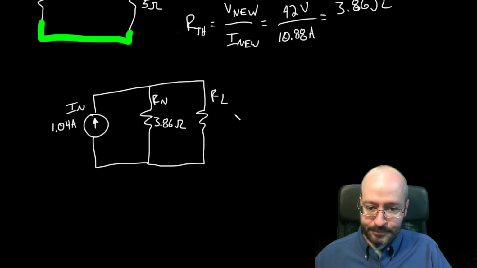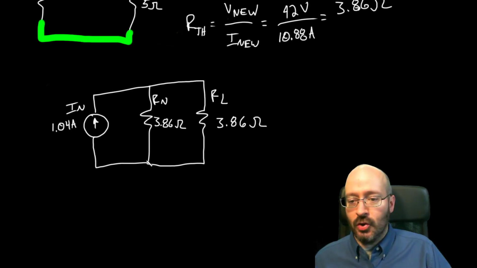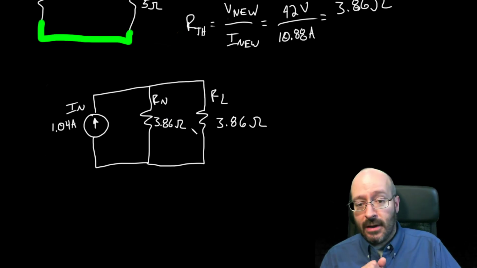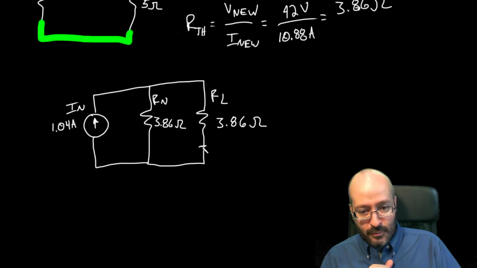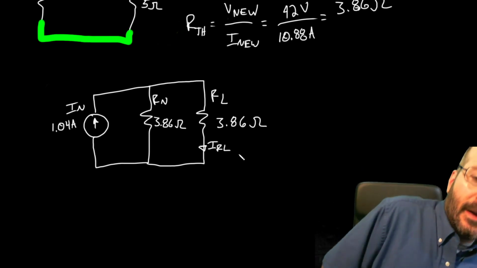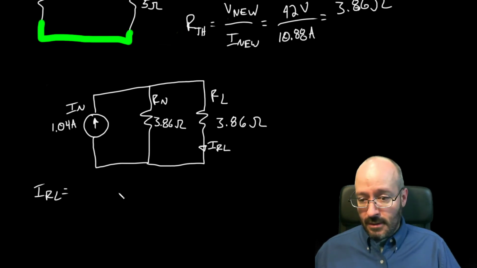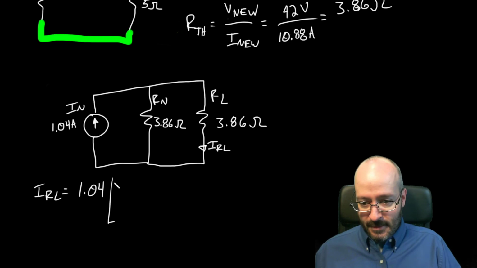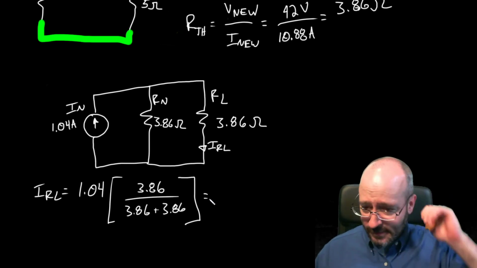In order to maximize power, we're going to make this load have the same resistance as the Norton equivalent resistance. Now all we got to do is figure out how much power is being dissipated by that load. And look at this, we have a current divider. So what I would like to do first, because I think it's the easiest, is to find the current through that resistance. This is nice and easy because it's a current divider and the two branches are equal resistances. So I know that in this case, IRL is going to be equal to 1.04 times 3.86 over 3.86 plus 3.86. So it's really just going to be half of 1.04.